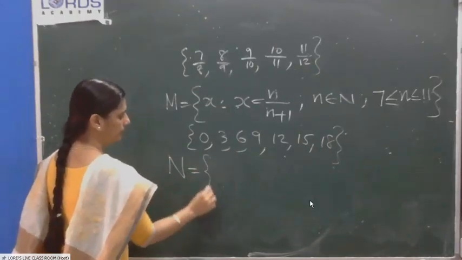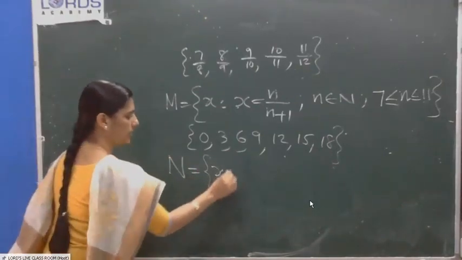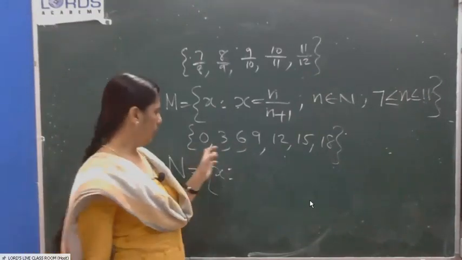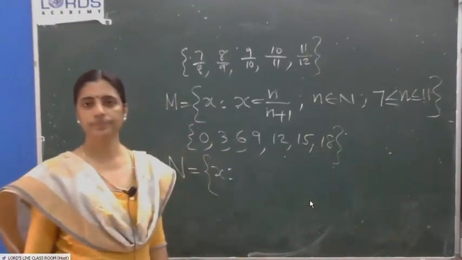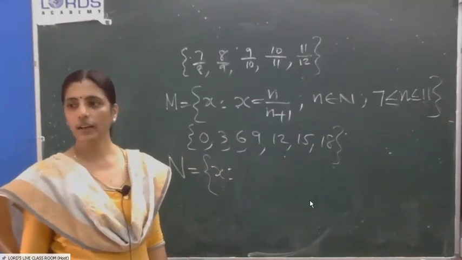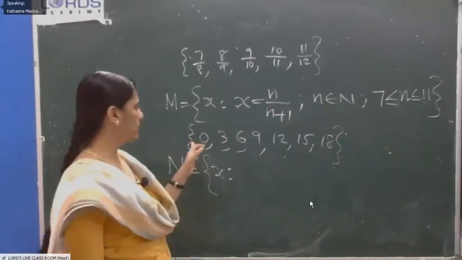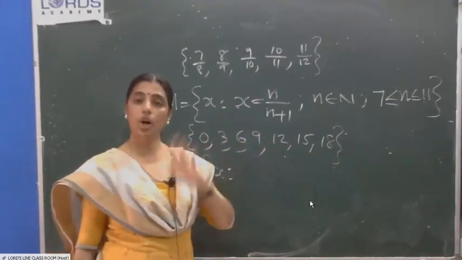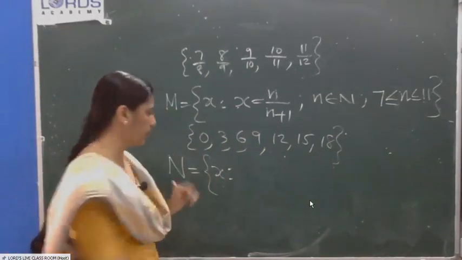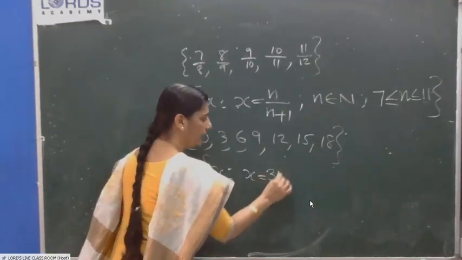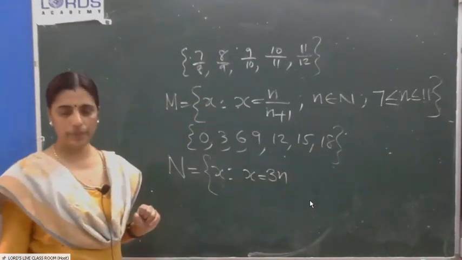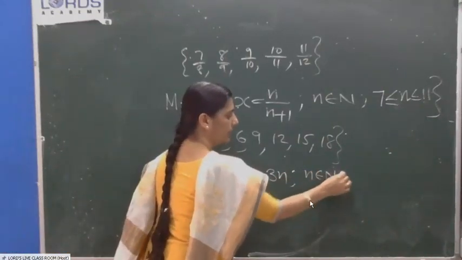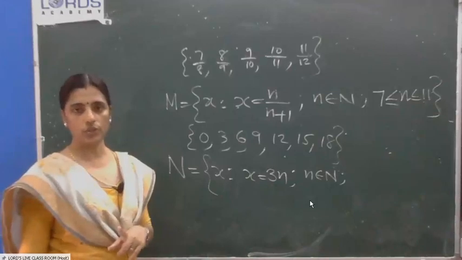x such that, much you can write. Starting it's like that. What is its speciality? Multiples of 3. But not all multiples. Multiples of 3, that's okay. So let me write 3n. Multiples of 3, 3n. Now you will write n belongs to N from natural, but not all natural numbers.